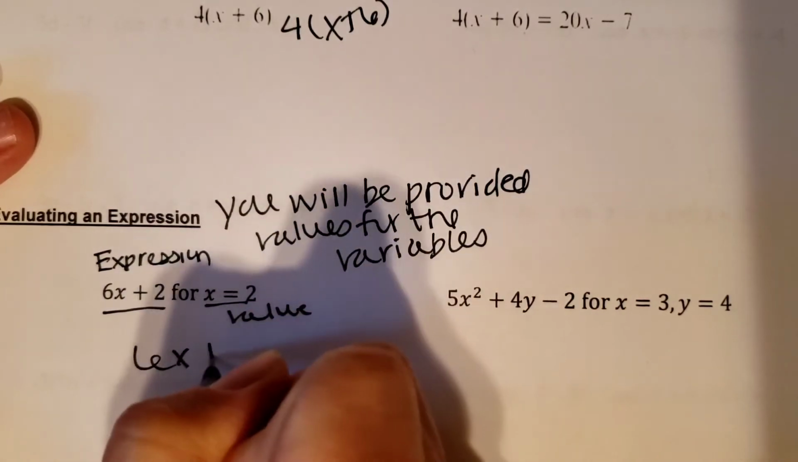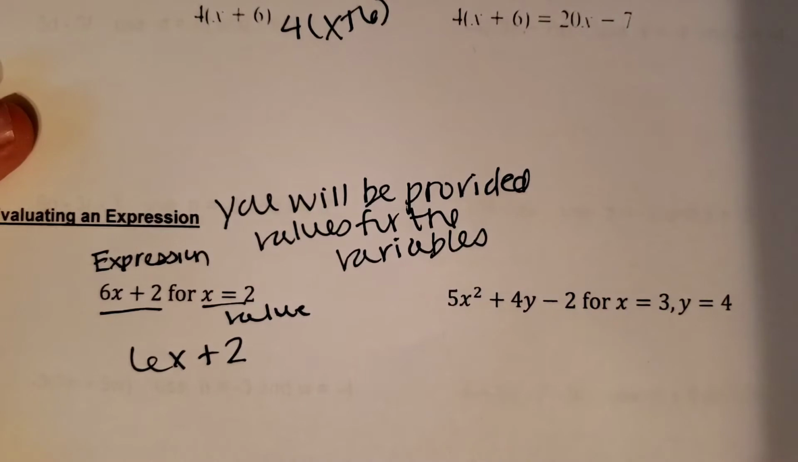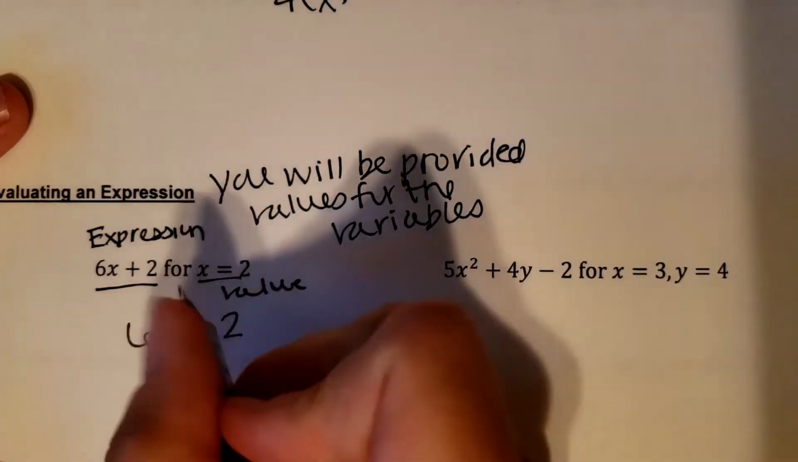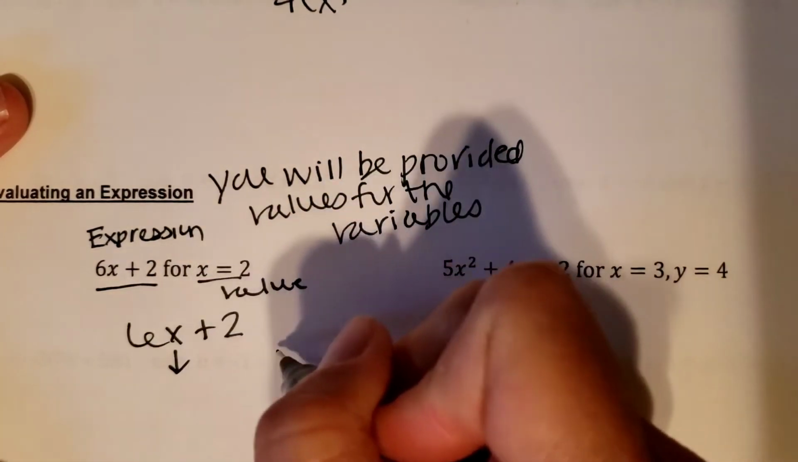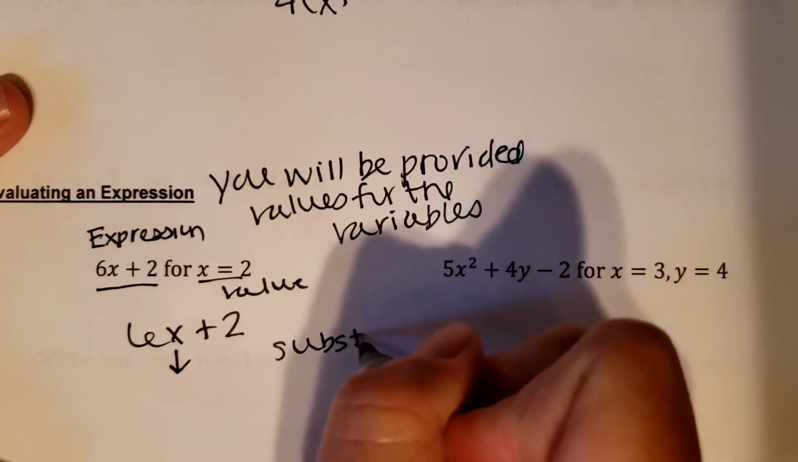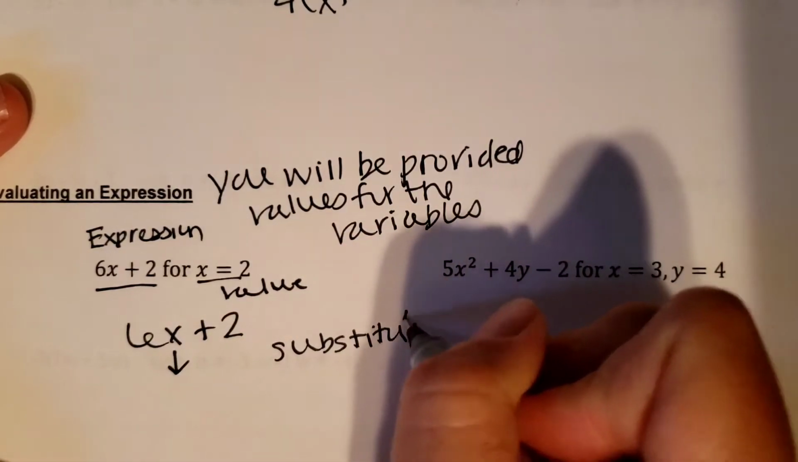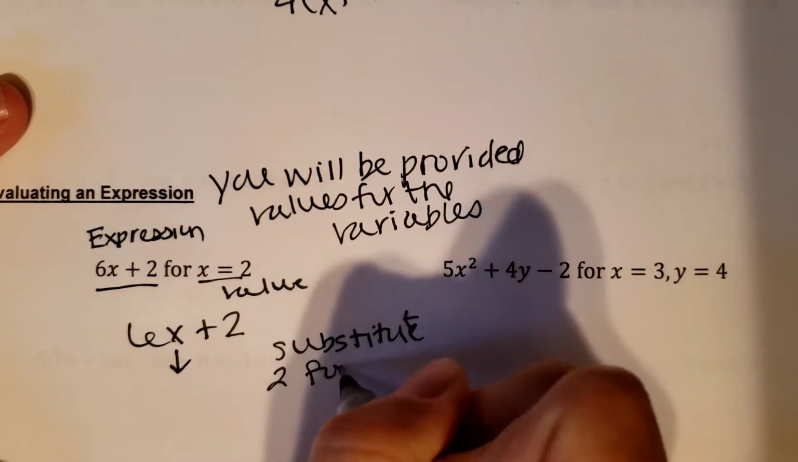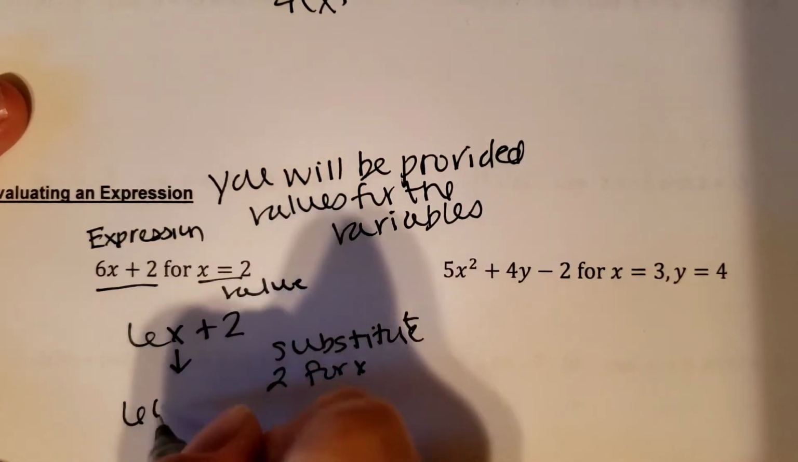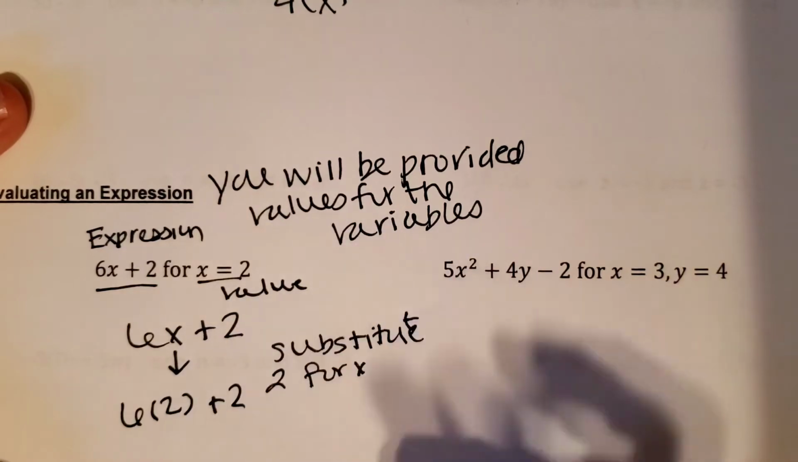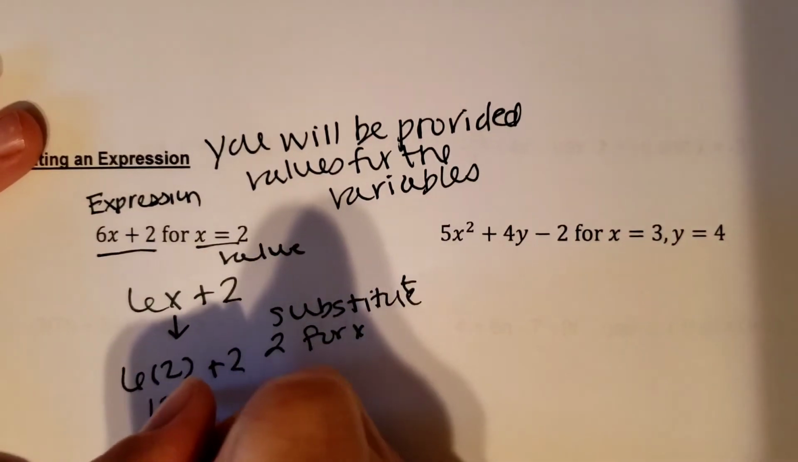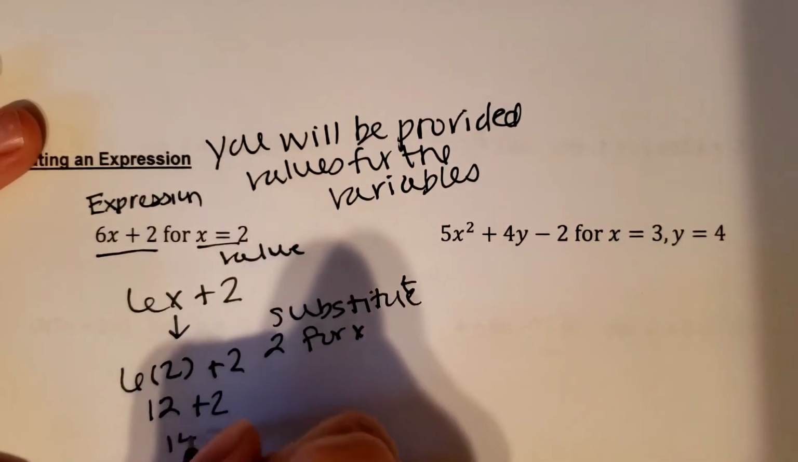So 6x plus 2, we're going to evaluate it when x has a value of 2. So we're going to substitute 2 for x. So 6 times 2 plus 2. Well, 6 times 2 is, of course, 12. 12 plus 2 would be 14.